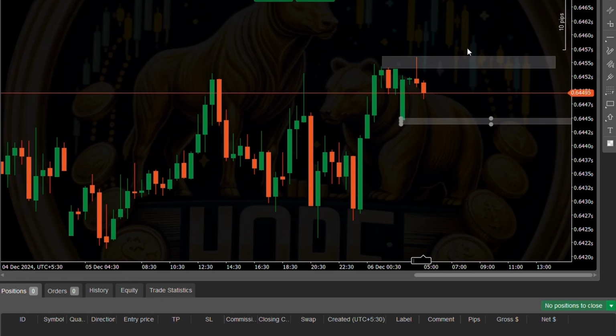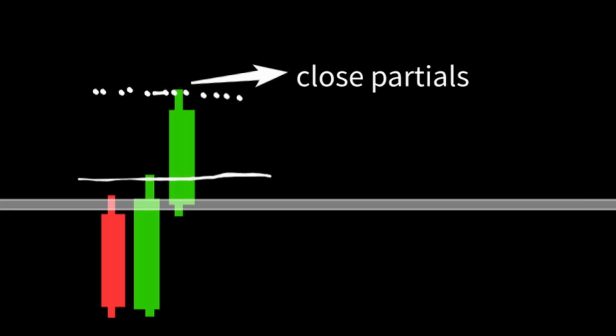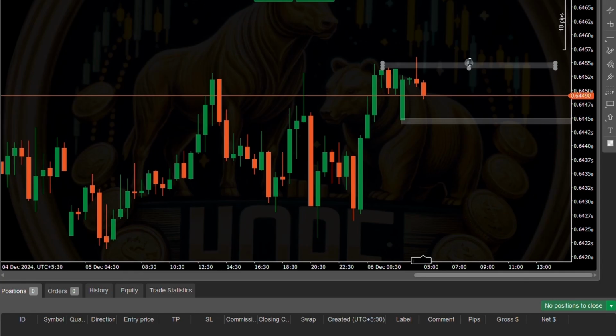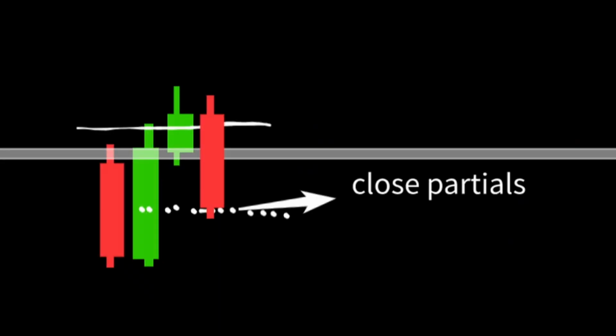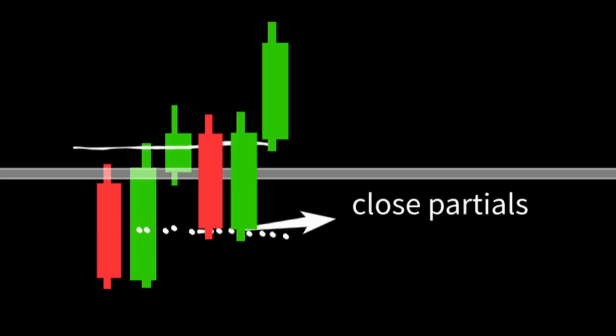Let me make it simple. For example, you took a buy trade. When price moved some pips, you have to close some partials. I think you know how to close partials. Let's look at the other side. If you took the same buy trade, but this time the price moved against you, halfway towards your stop loss, you have to close 50%. The remaining will automatically close if the price hits your stop loss. Or the price may move in your direction. That's why we leave the runners.